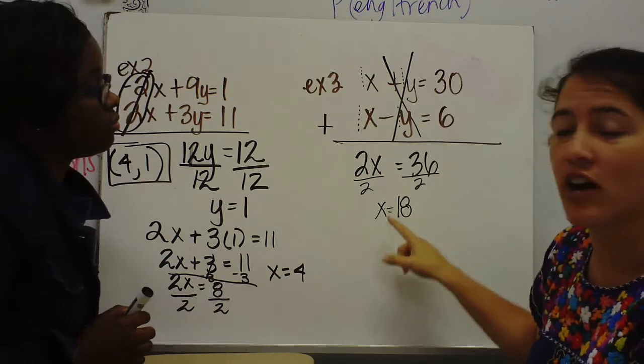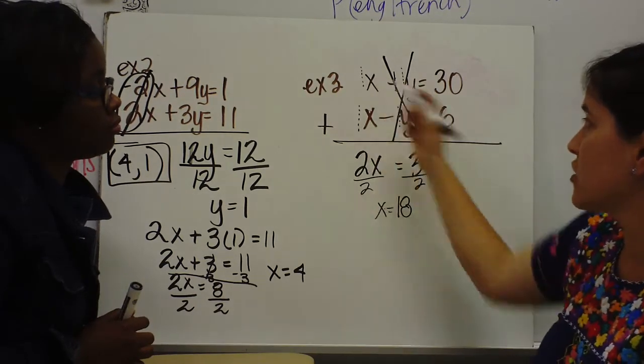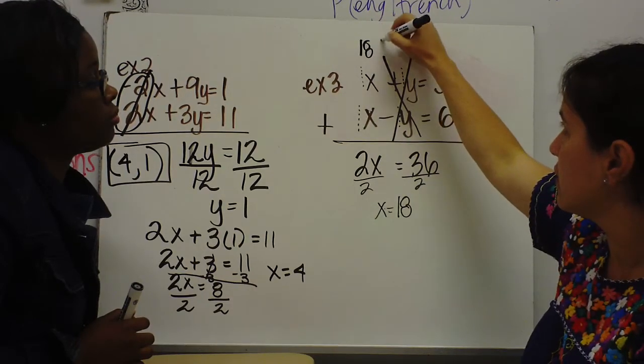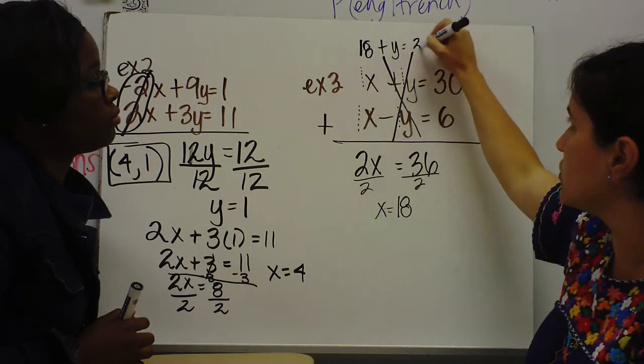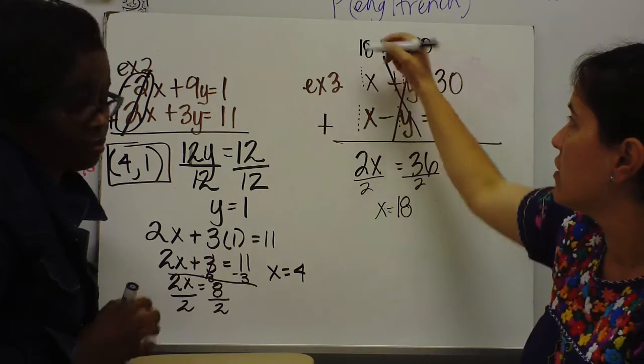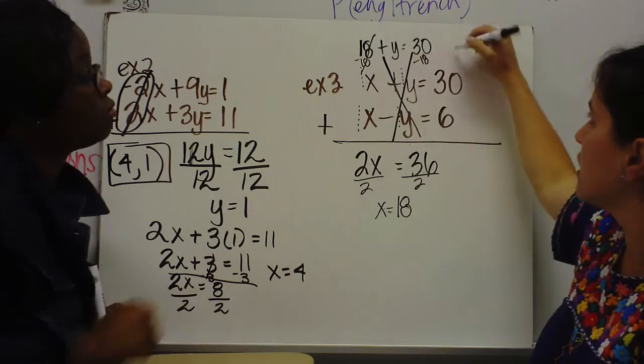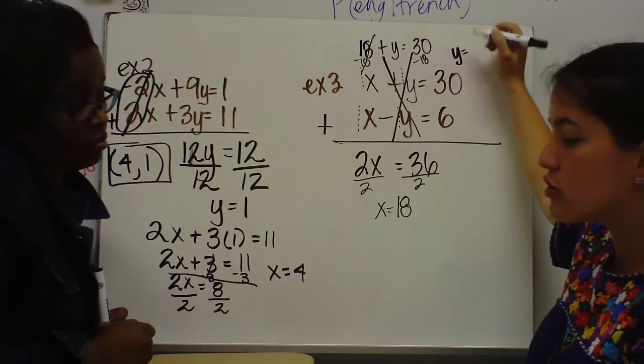Once I find my x value, I'm going to plug it in. So I'll just plug it into the top one. We have 18 plus y equals 30. So we would subtract 18 from both sides, and y equals 12.